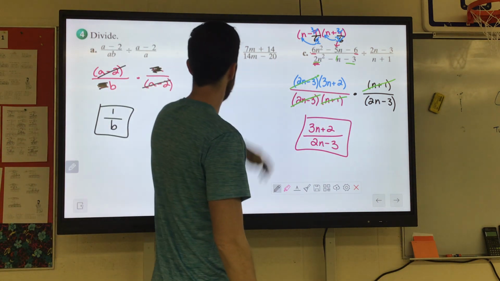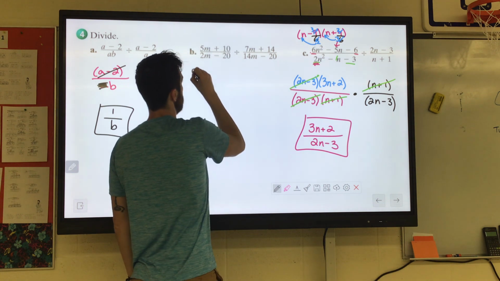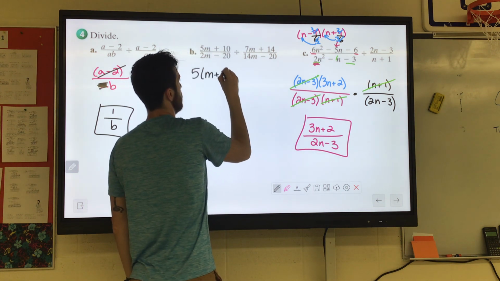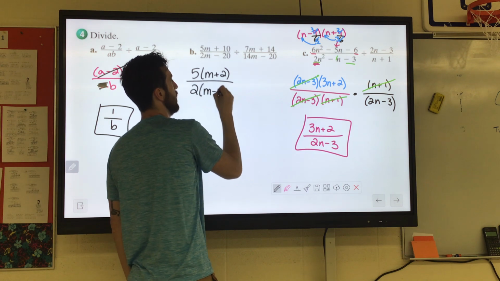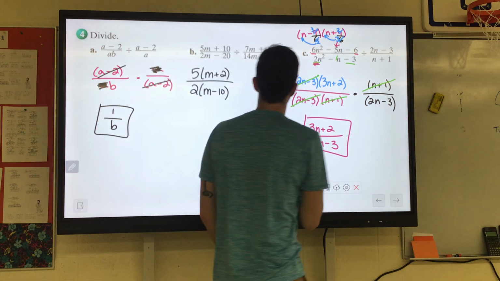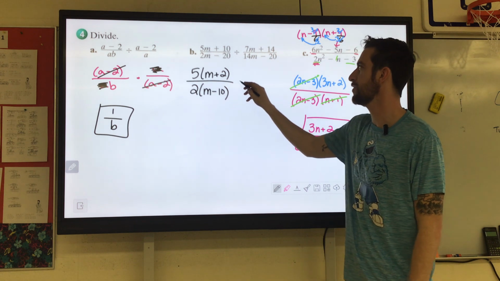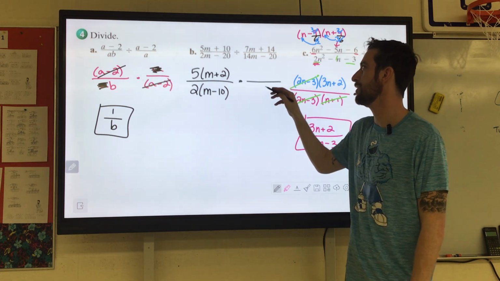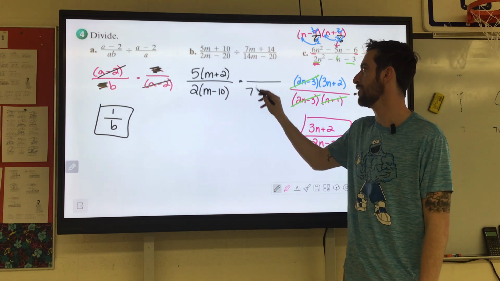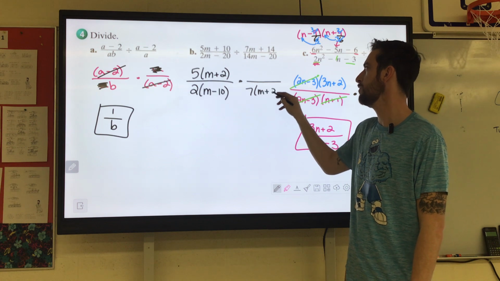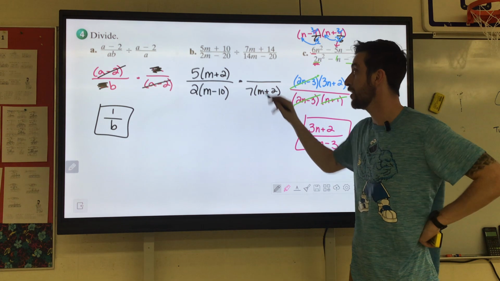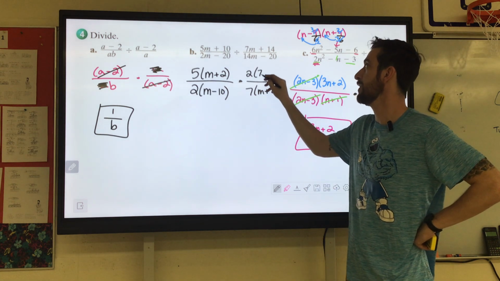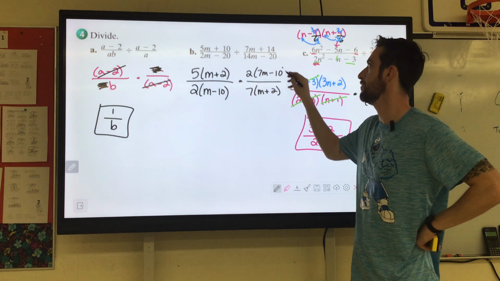All right, factoring these up, 5m plus 10, they have a 5 in common. That leaves us with m plus 2. 2m minus 20 has a 2 in common, leaves us with m minus 10. We're changing it to multiplication, so now the 7m plus 14 is in the denominator. Those have a 7 in common, m plus 2. 14m minus 20 has a 2 in common, which leaves you with 7m minus 10.